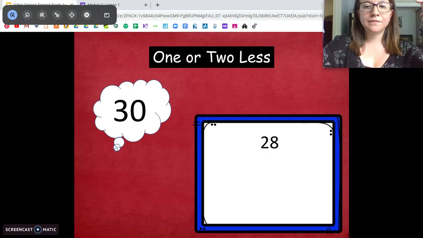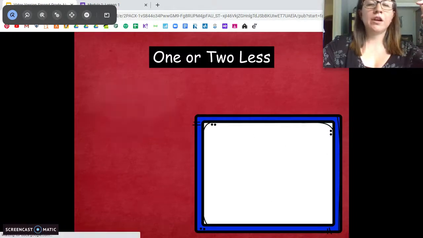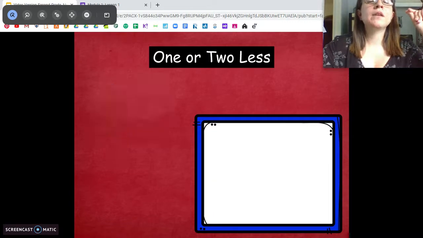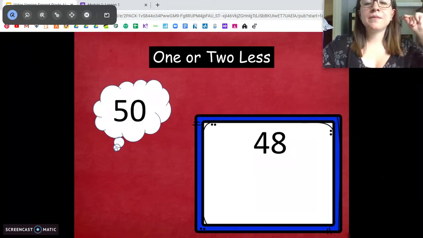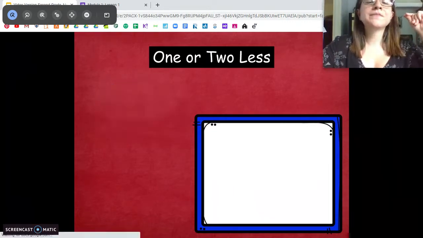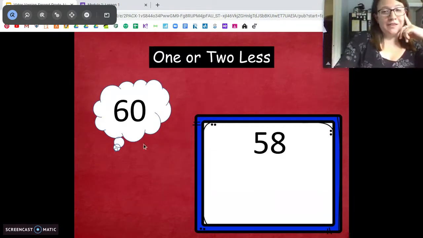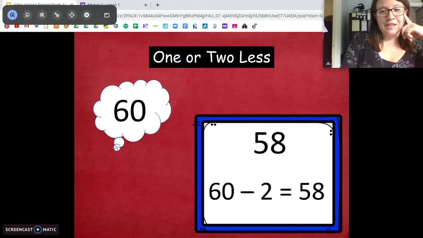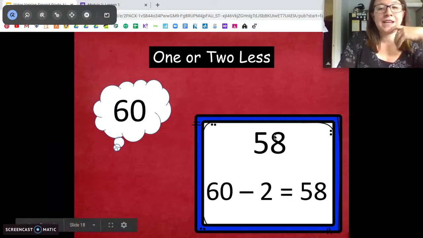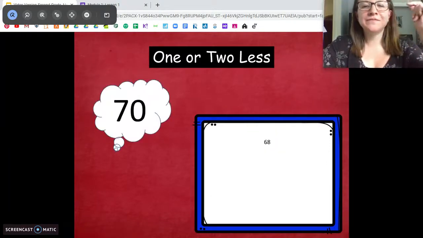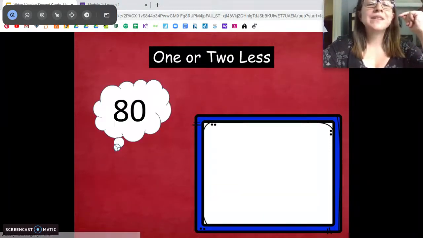30. 28. Very good. 40. 38. Very good. 50. Good. 60. Good. Are you noticing the pattern in that ones place? Every time we take 2 away from a multiple of 10, we get a ones place that has an 8. Very good. 70. 68.